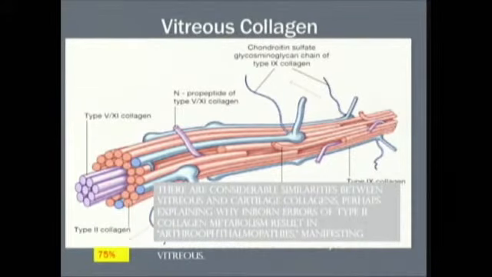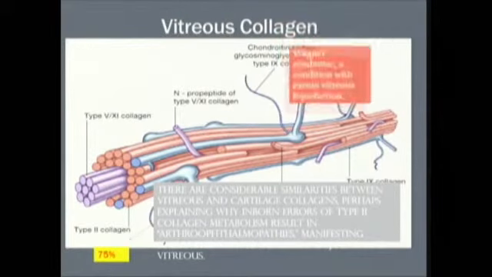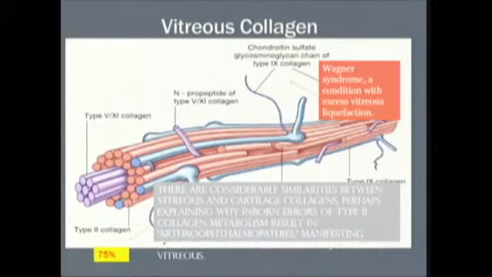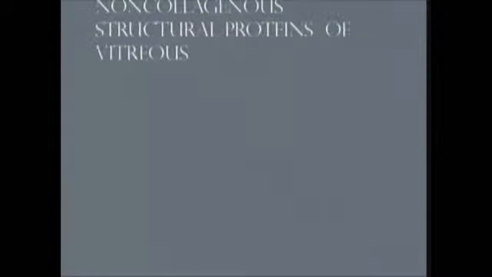So when there is an inborn error of collagen type 2, you will have what they call arthro-ophthalmopathies, because of the similarities between the joints and the vitreous. Another important one is type 9 collagen, because it has an association with Wagner syndrome if there is any genetic mutation in this collagen.